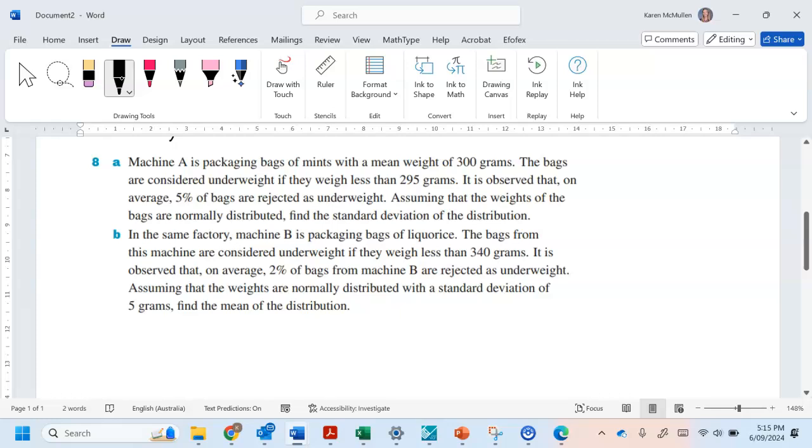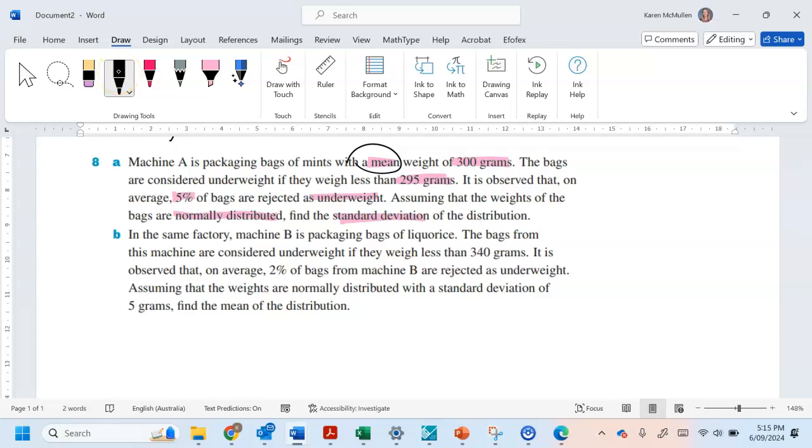So machine A is packaging bags of mints with a mean weight of 300 grams. I might highlight things as we go. So there's our mean. The bags are considered underweight if they weigh less than 295. It is observed that on average 5% of these bags are rejected as underweight. Assuming that the weights of the bags are normally distributed, find the standard deviation. So we've been given the mean, told us at the start here.